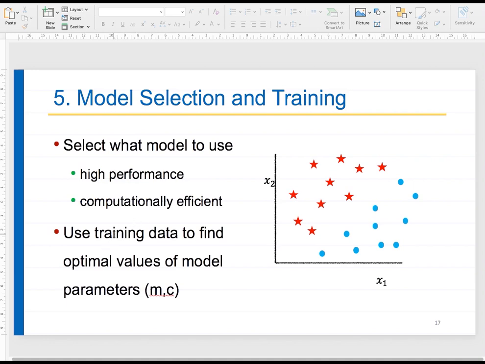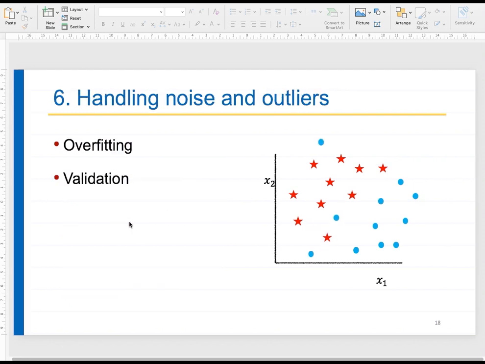And then you use your training data, which is your x and y, to find the optimal values of the model parameters. Your model has got some learnable or tunable parameters, like, let's say, in our example of a linear line. What were the learnable parameters there? Slope and intercept. So your m is the slope and c is the intercept. They are the learnable parameters. So basically you find out the optimal values for those.